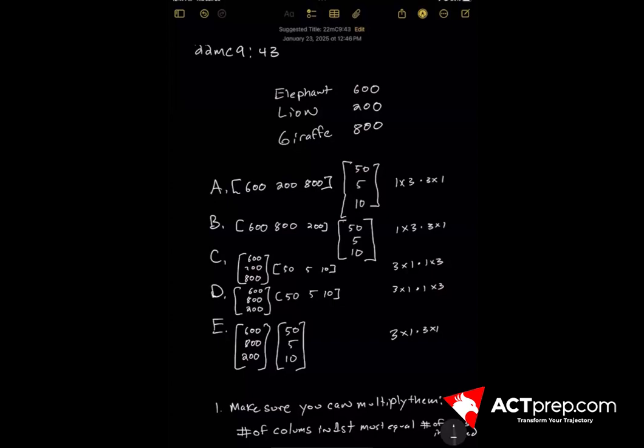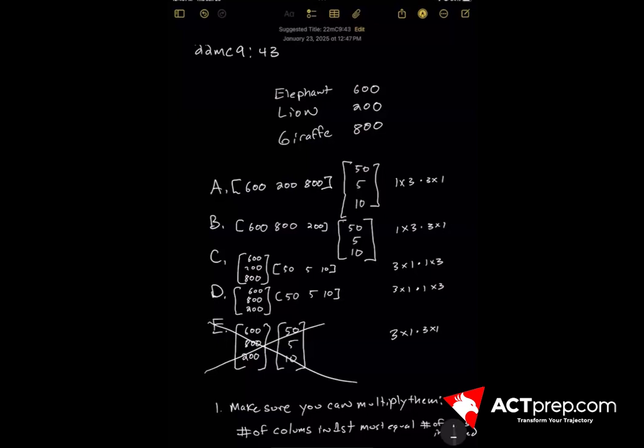So, first thing that we're going to do is just eliminate a wrong answer. The way we do that is you have to have the number of columns in the first matrix be equal to the number of rows in the second matrix to be able to multiply them. And for answer E, that is not true. There's one column in the first matrix and 3 rows in the second. So those are not equal. So we know we cannot multiply E, and that's not going to be our answer.